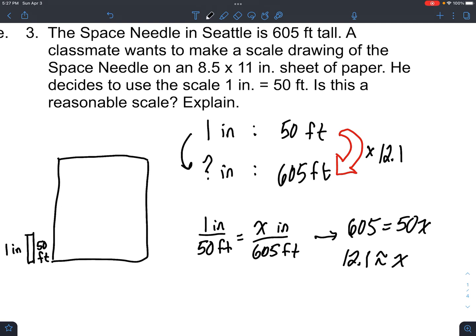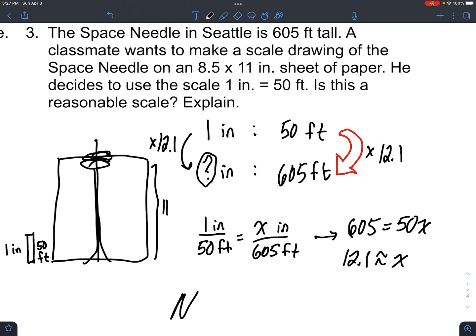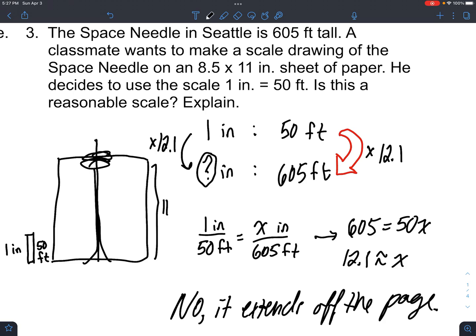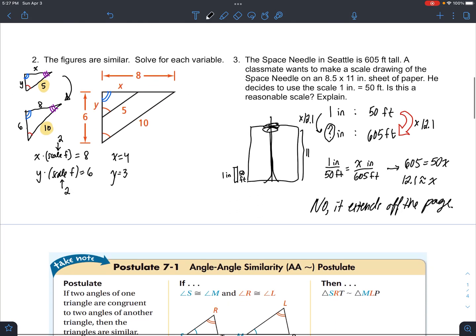And whenever you scale one side, you scale the other side. So if this is 8.5 by 11, the height of our drawing is going to go a little bit too tall. It's my Space Needle. And it won't fit on the page because 12.1 inches is too tall. So no. It extends off the page. And that's supported by our work. Okay.